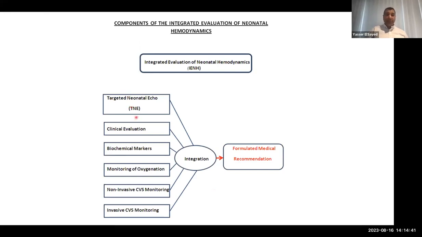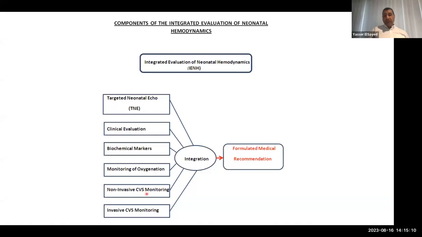parameters for now. Maybe in the future it might be replaced by a smaller machine like MRI at the bedside or a different machine. But for our continuous monitoring of cardiac output, which is still at the research level, for now we are using targeted neonatal echo plus clinical evaluation, biochemical markers, and monitoring of oxygenation. We are using now near-infrared spectroscopy. In our unit, it has been a standard of care in sick infants for many years.